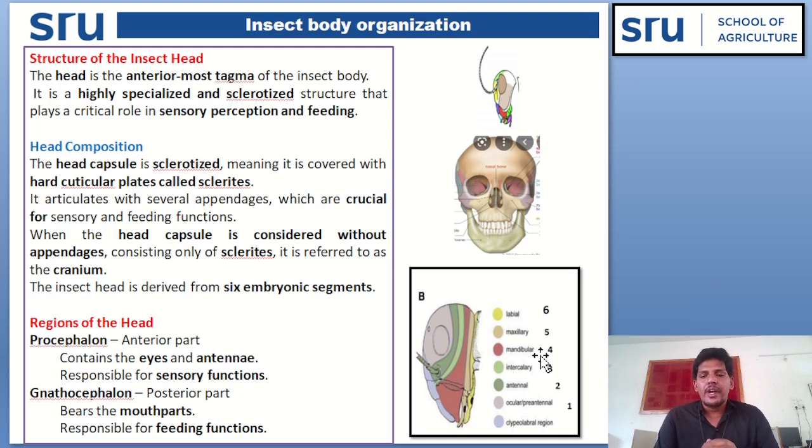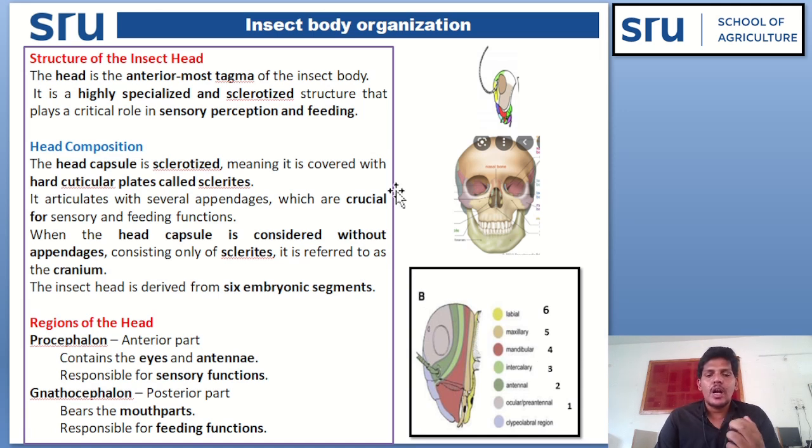So, structure of insect head. The insect head is the anterior-most tagmata of the insect body. It is a highly specialized and sclerotized structure. Sclerotized structure means it is made up of hard cuticular plates, and the head plays a very important role in sensory perception and feeding.